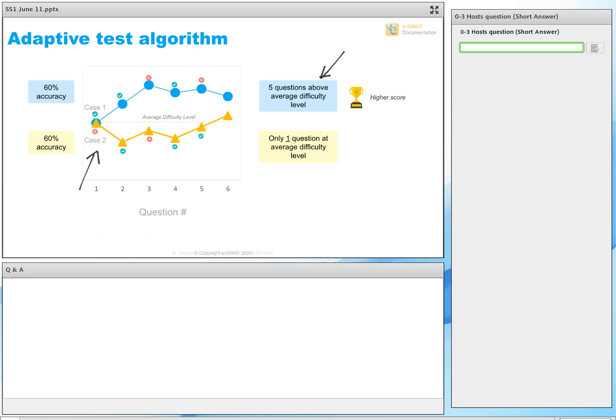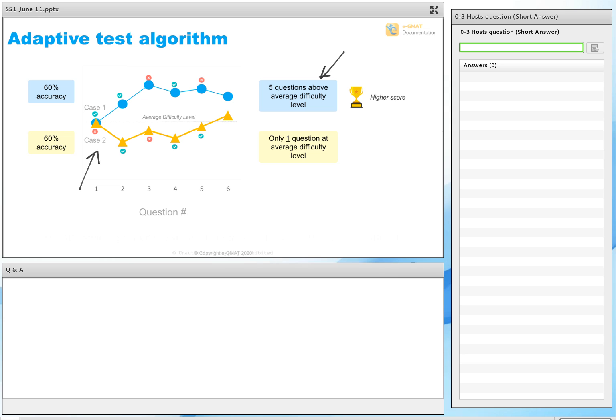Okay. By the way, both of these students have identical accuracy. Both of them in the first 5 questions have answered 3 of them correctly. So the thing I want to tell you again is, acing the GMAT is about building ability and tracking accuracy. A lot of people actually do this.